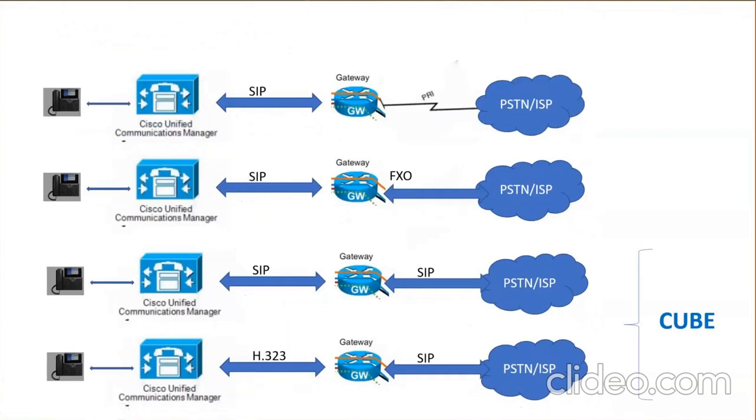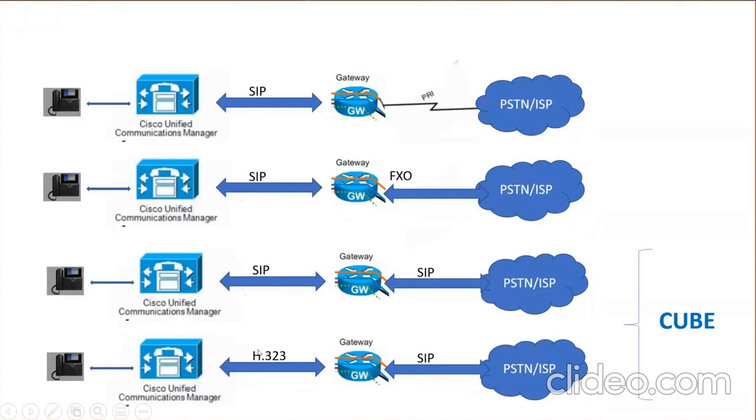Now, two other possible call flows that we can have are SIP to SIP or H323 to SIP, but this is not called a voice gateway. I have seen a lot of engineers getting confused here. A voice gateway is a device which connects the IP leg to a TDM leg. CUBE is a device which connects an IP leg to an IP leg.